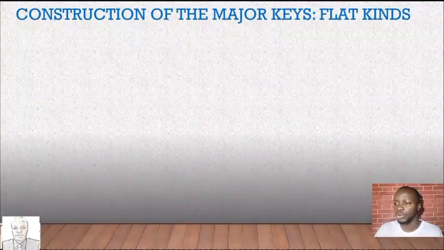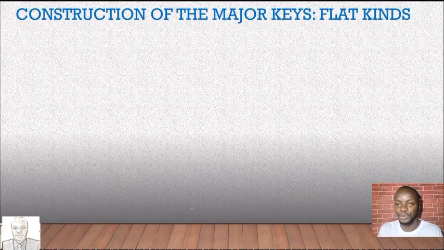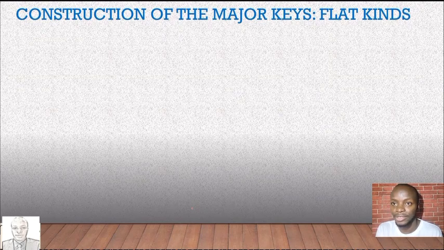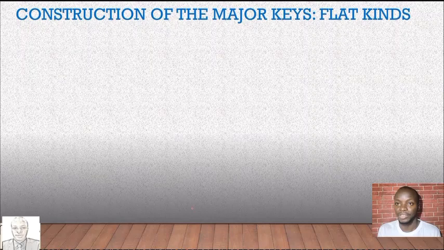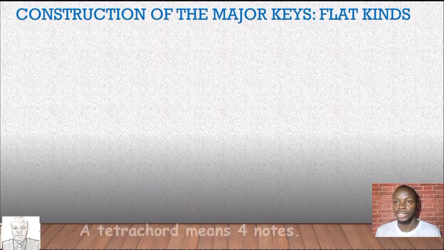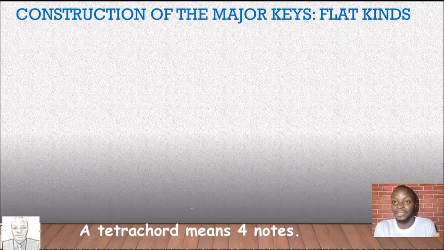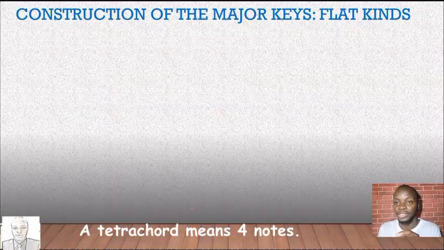Let's talk about how to construct the major keys from the flat kinds. We've talked about how to construct major keys from the sharp kinds in the previous video, right? So let's talk about the flat kinds, starting from the natural key, which is C. In the sharp kinds of major keys, we used the tetrachord, ensuring that you have a semitone between the last interval of each tetrachord, and of course the new scale inherits all the accidentals from the previous scale, right? And of course you raise the 7th.